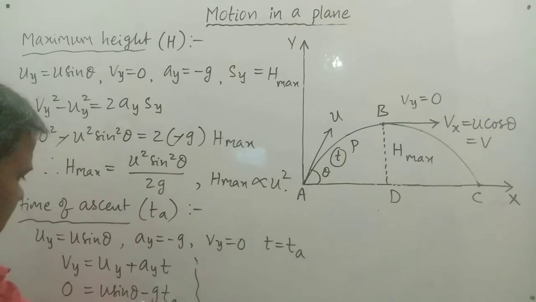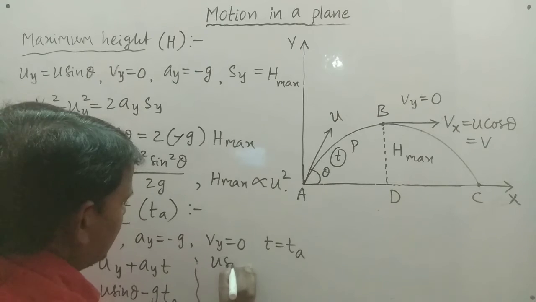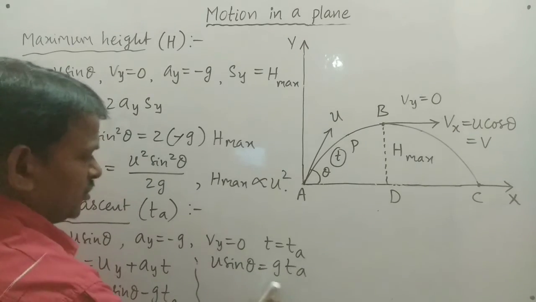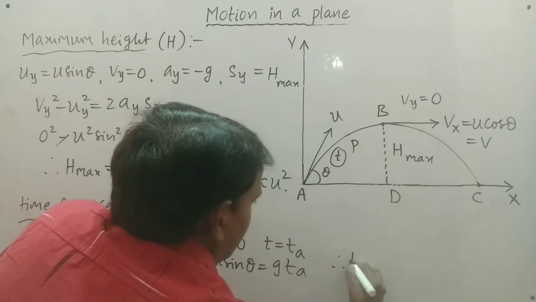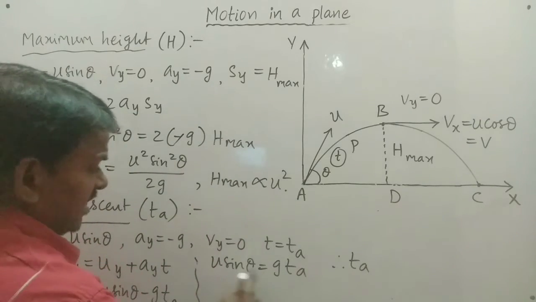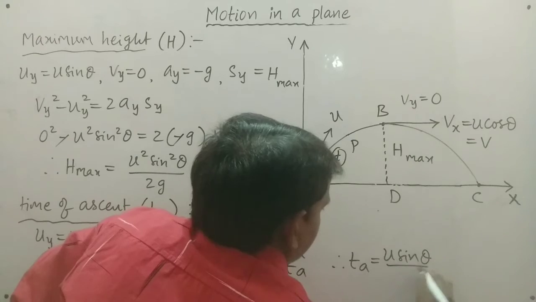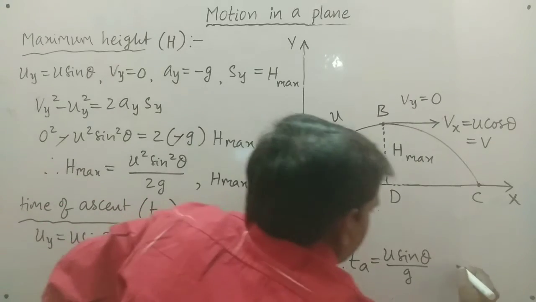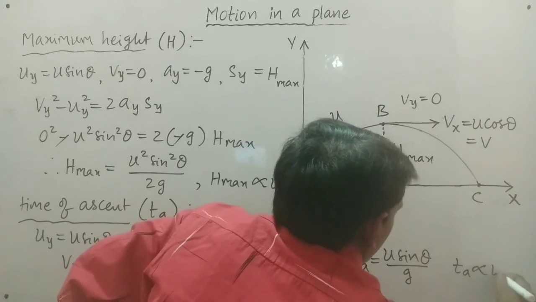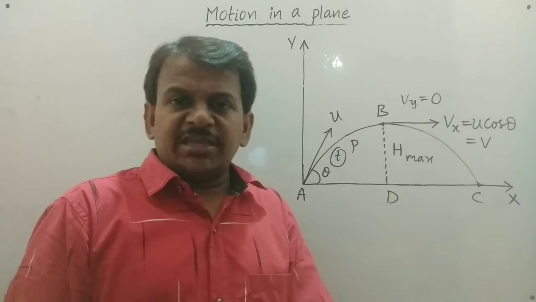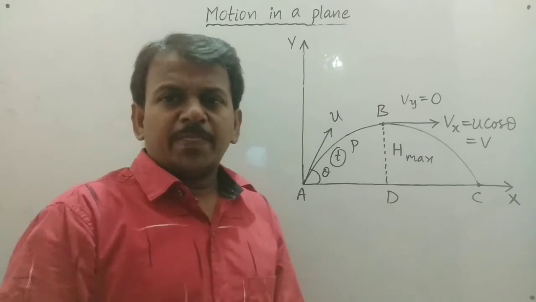From this relation, U sin theta is equal to g into Ta. So therefore Ta is equal to U sin theta by g. So Ta is directly proportional to U. See, continuation in this board.